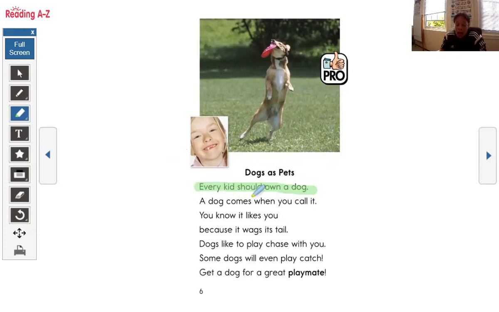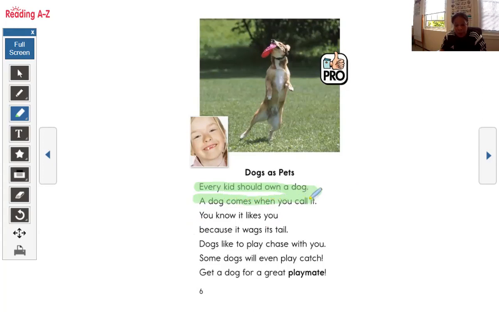A dog comes when you call it. Do they always come when you call them? I know my dog doesn't. Sometimes Chloe will come if I call her, but sometimes if she sees another dog or if she's sniffing something really good, I'll say, Chloe, Chloe, and she won't come. So this is actually an opinion as well.